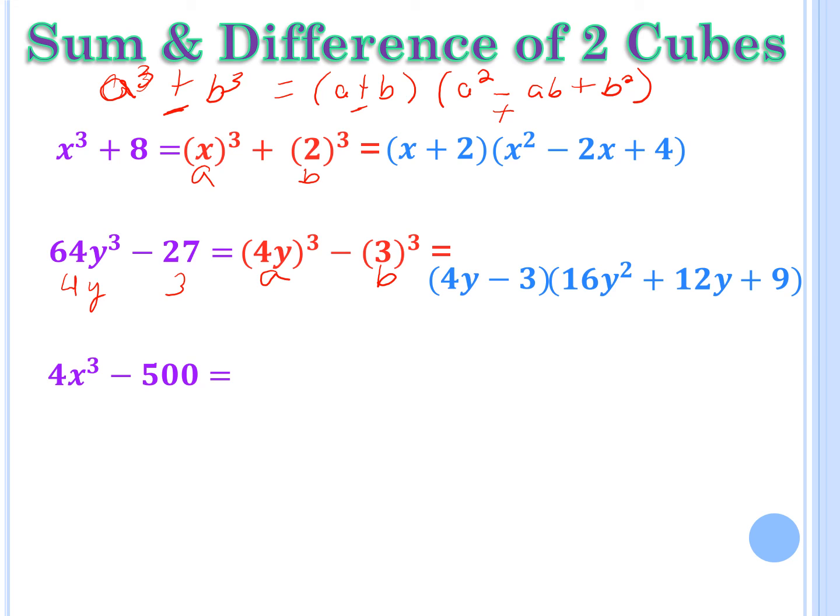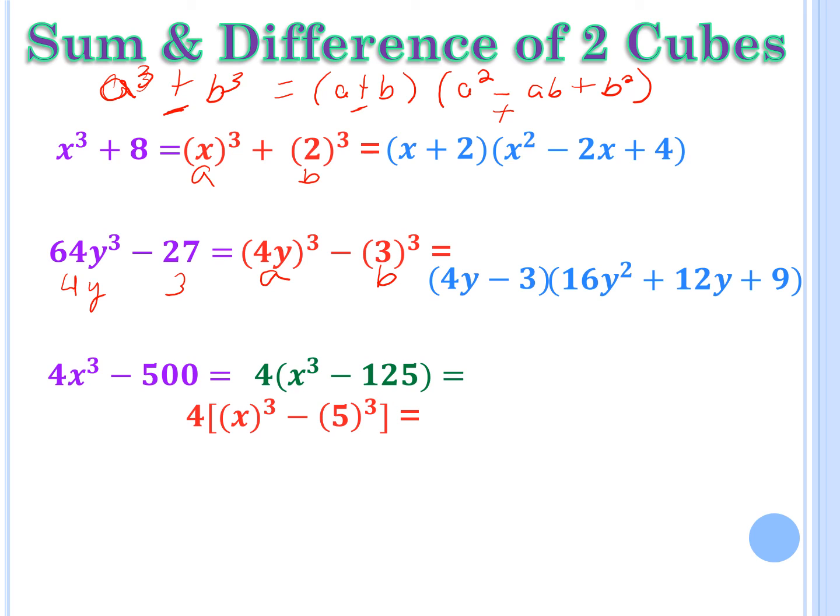All right, let's do the last one. Well, 4 and 500 are not perfect cubes. Nothing times itself 3 times will give me 4 or 500. So what I'm going to do first is factor that 4 out. Then I'm going to do difference of cubes on the inside. So what cubed gives me x cubed? Well, x. And what cubed gives me 125? 5. I apologize, I just wrote over my work here.